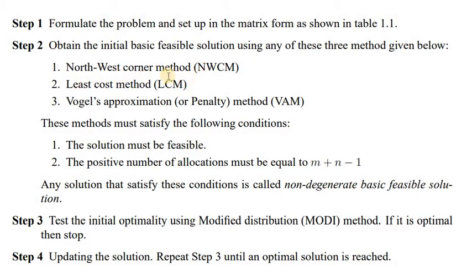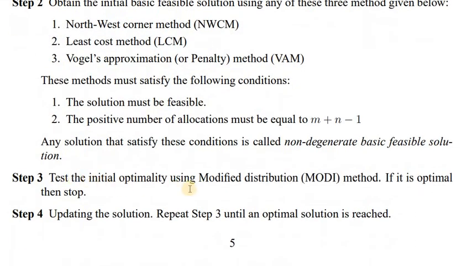The first one is the northwest corner rule, then the least cost method, and the Vogel's approximation method, or as we call it another word, the penalty method. Through these methods we will find a feasible solution, and then we will test it using the modified distribution method to check whether the feasible solution is optimal or not. If it is not, then we will modify this matrix using the modified distribution method and repeat this process until we get an optimal solution.